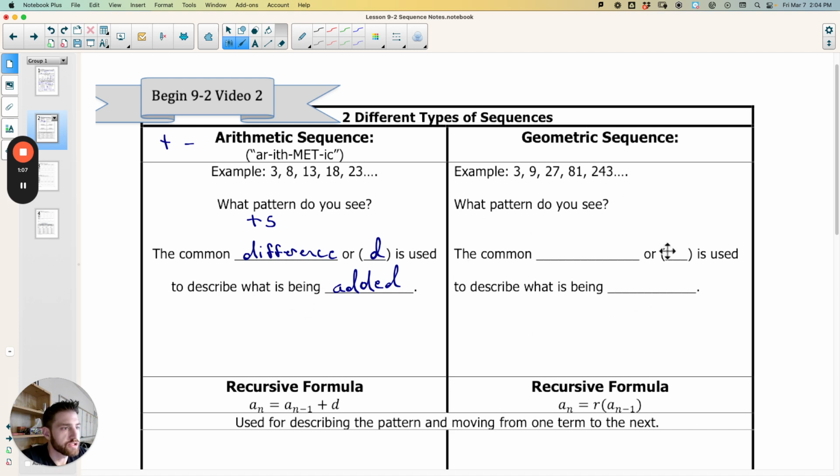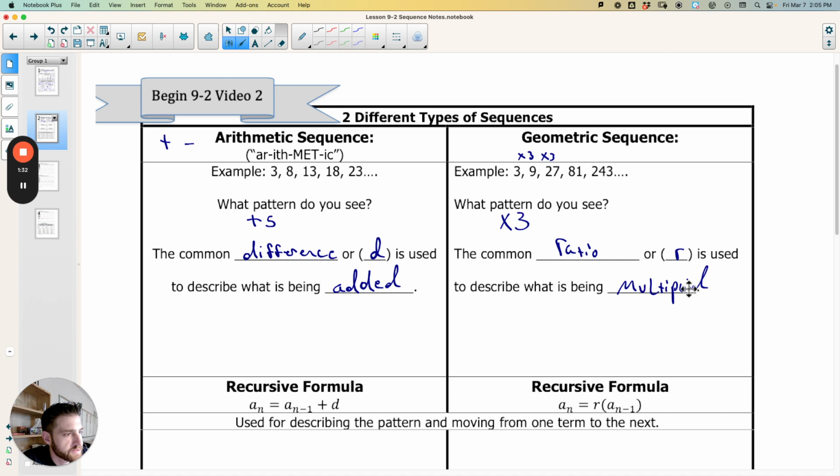Okay, so let's look at the geometric sequence here. What pattern do we see? Well, it looks like we're multiplying by 3 each time to get to the next term. So this is a scale factor or a multiplication factor of 3. We call this a common ratio, or R, to describe what is being multiplied.